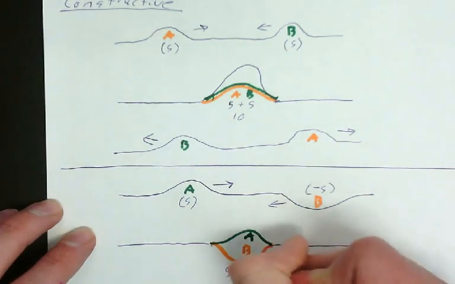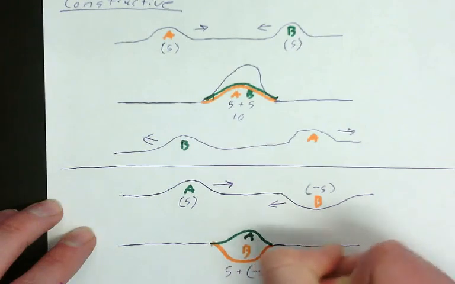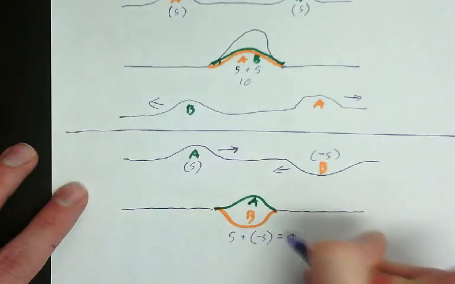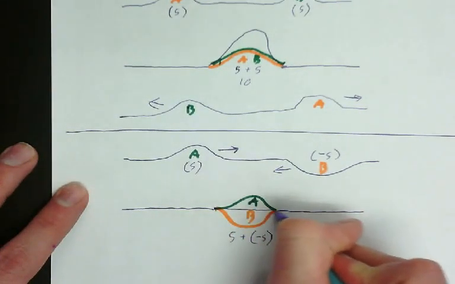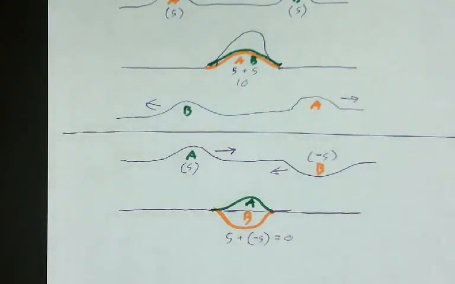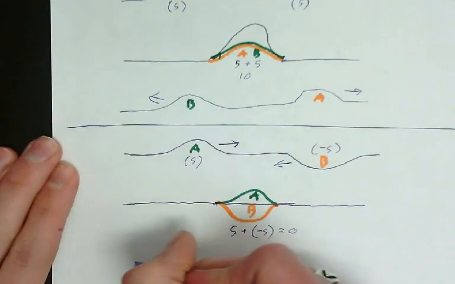So A plus a -5, or you can think of it as 5 minus 5. What you're going to end up with is 0, which means it's going to be flat. And that's how noise-canceling headphones work. Noise-canceling headphones work by having two different waves in opposite positions, and they cancel each other out. So literally, the wave goes away for a second, but then they continue on from there.